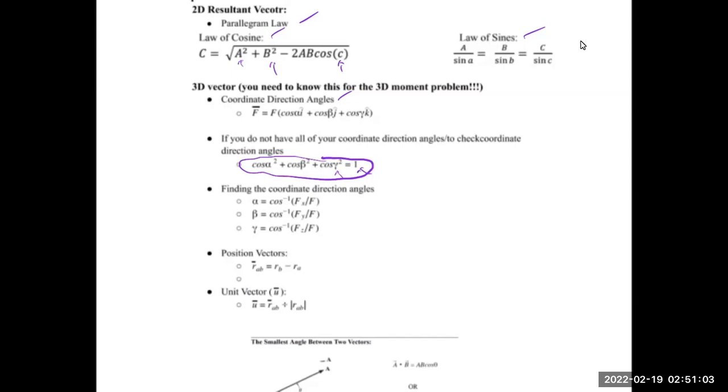Okay, and then how to find the coordinate direction angles after you find your resultant force: just apply this formula right here, where alpha, beta, and gamma are equal to cosine inverse of their force component divided by the resultant force. And then position vector, like I said, RAB will be equal to RB minus RA. Okay. Unit vector, same thing. Unit vector is equal to the position vector, which is just this one, divided by the magnitude of the position vector.